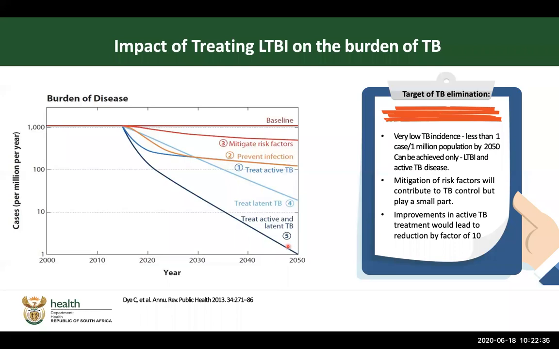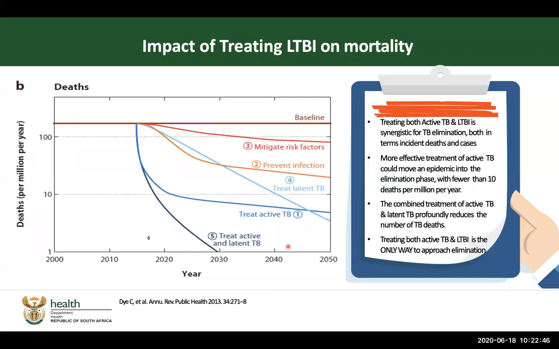So we have to adopt the treatment of latent TB as part of the overall strategy for ending TB in South Africa. If you look at deaths, again, it is the same. If you look at just treating active TB, that's why, if you look at our deaths, we have not managed to put a dent in our deaths.